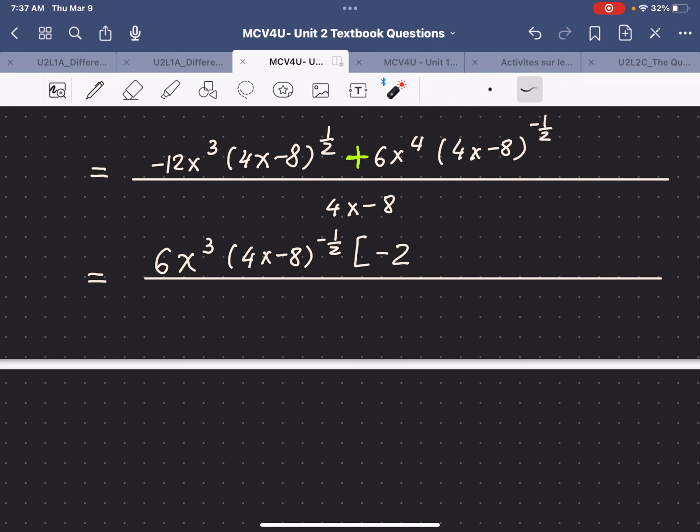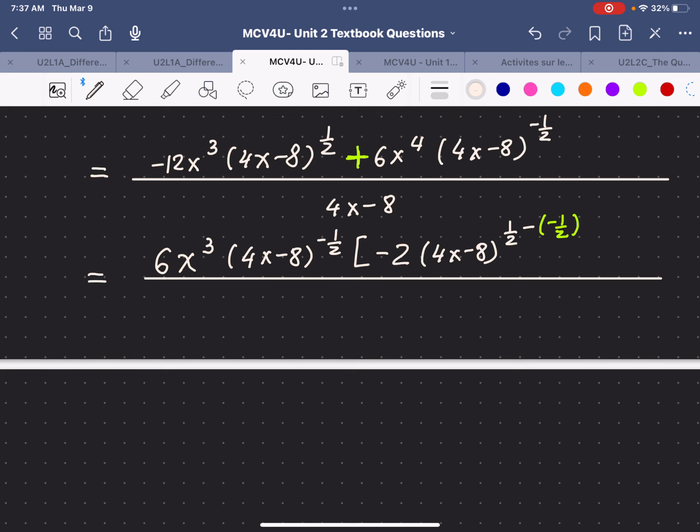And down here we have 4x minus 8 to the power of 1 over 2. It's about time to get ready to go to work. So 4x minus 8 to the power of 1 over 2, and we have 4x minus 8 to the power of 1 over 2, and then we subtract the power that we took out, and the power we took out was negative half. And the next group of terms, we have 6x to the 4, 6x cubed is out.